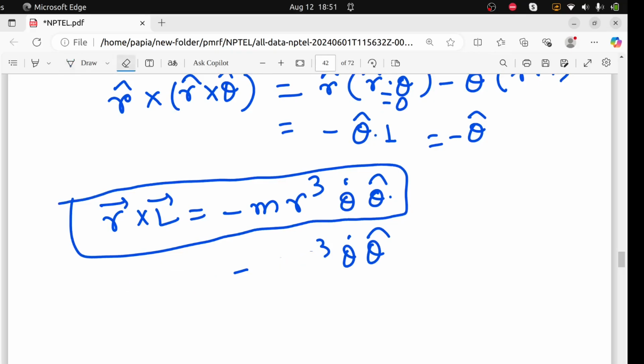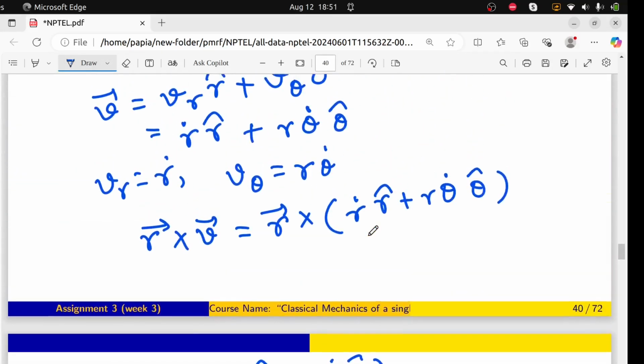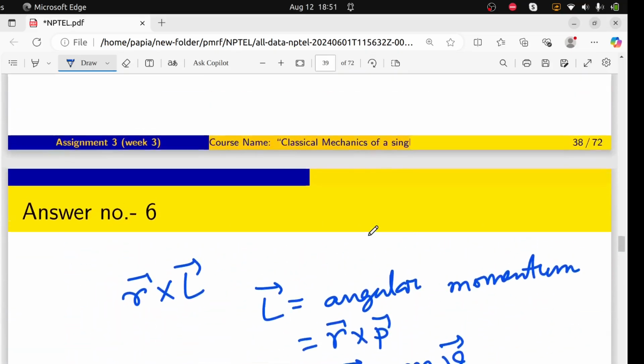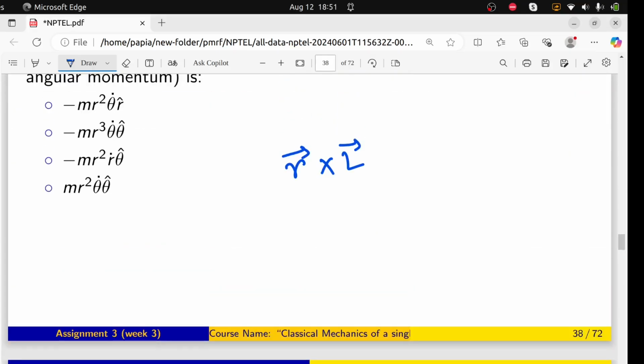Check with the answer. Minus m r cube theta dot theta cap. Minus m r cube theta dot theta cap.